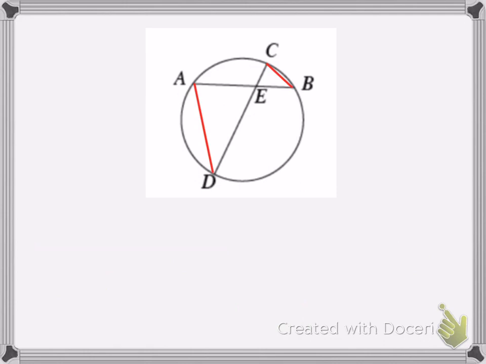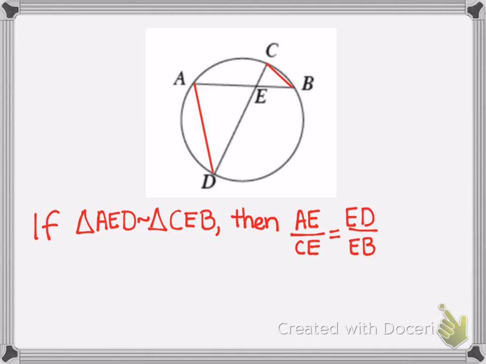So here again is my simplified diagram just with the triangles. So if we know that these two triangles are similar, AED and CEB, then we can set up a proportion with their corresponding sides. So if you look at this diagram, side AE would correspond to side CE, so we can make a ratio, and side ED would correspond to EB. So that's why I have this pair of proportional sides down here: AE over CE equals ED over EB.